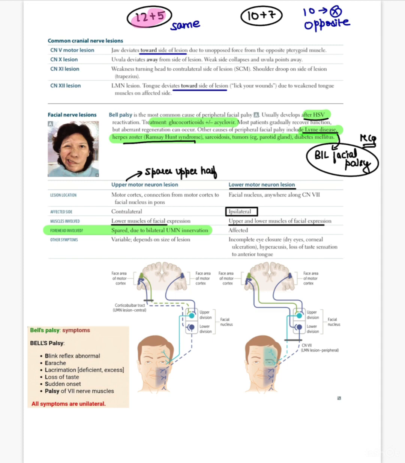So see, what happens, we have two things. This mnemonic you might have heard somewhere: 12 plus 5, 10 plus 7, both make 17. If there is a lesion in the 12th and 5th cranial nerves, it is on the same side, and if there is a lesion in the 10th plus 7th cranial nerves, it is on the opposite side. How I remembered it: 10th in Roman numeral is X, and X also has a cross, so they move apart, that is opposite. So 10 plus 7 will go opposite. Because you need to make a total of 17, you need to add 7. So 12 plus 5 is the same side.